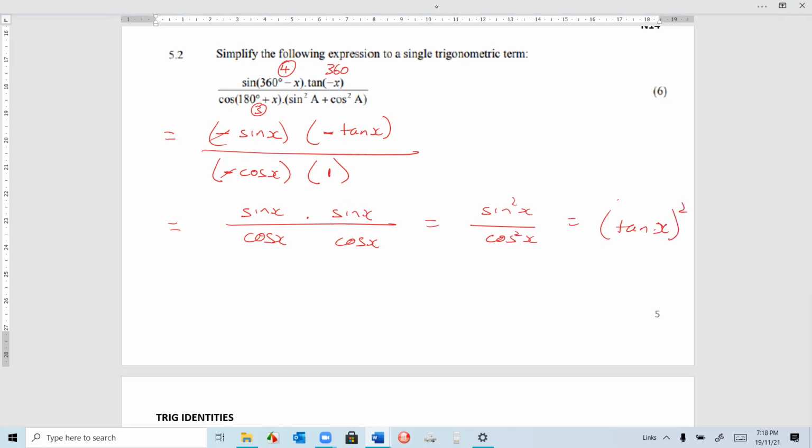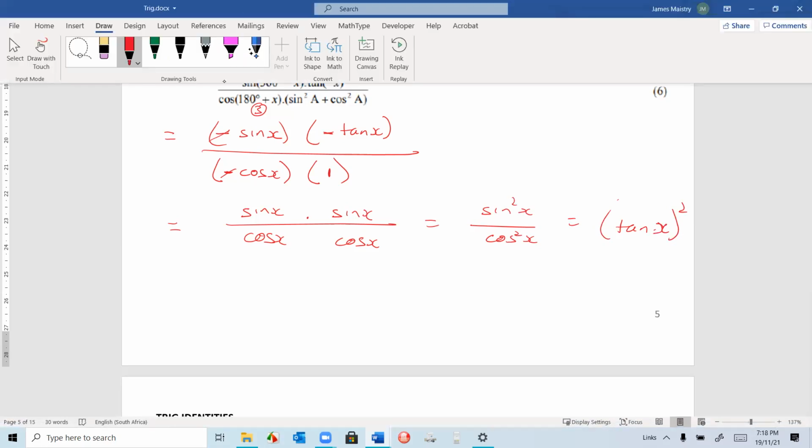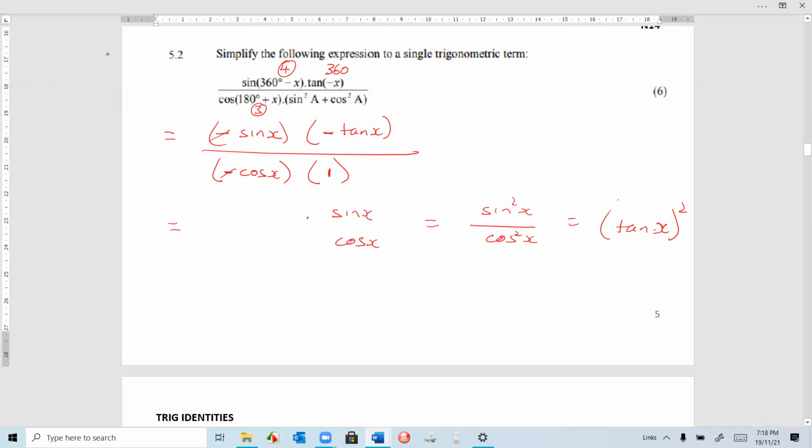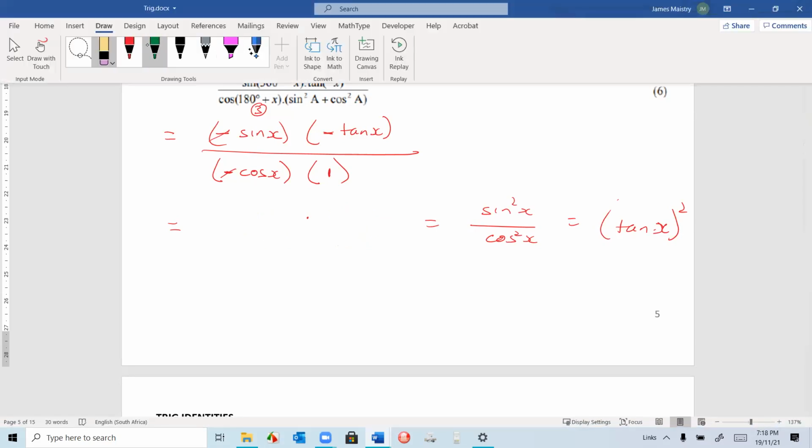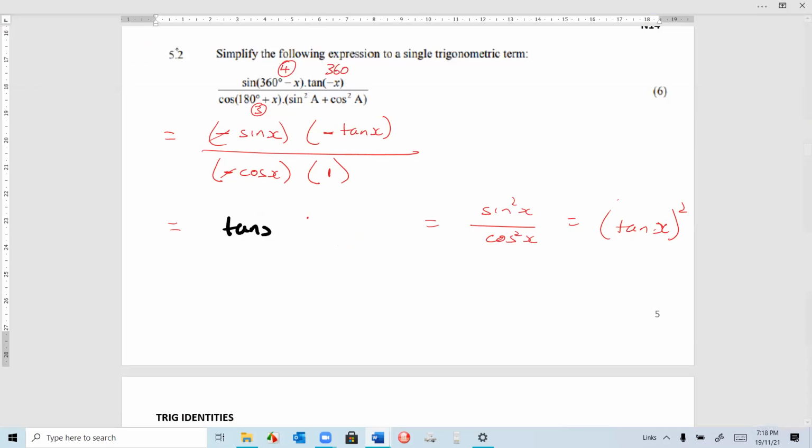Or you could have gone this route. The easier route, I think, with this one, and maybe some of you would have gone this route. So I'm going to go back and show you the other route, is that you could have said sine x over cos x is actually tan x.